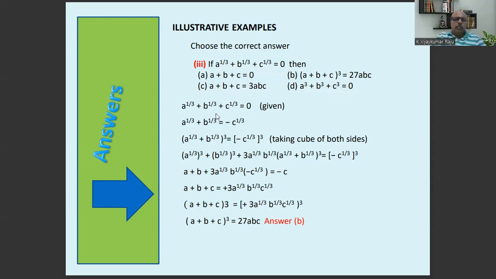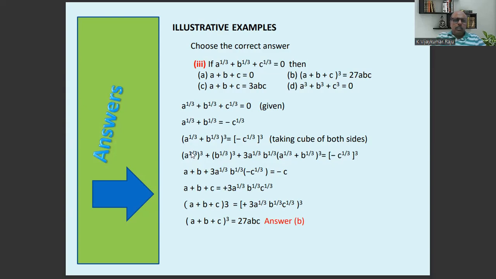Now let us take this c term to this side. It becomes a raised to 1 by 3 plus b raised to 1 by 3 is equal to minus c raised to 1 by 3. Take the cube of both the sides. Taking cube of both sides, a raised to 1 by 3 plus b raised to 1 by 3, whole raised to 3, is equal to minus c raised to 1 by 3, raised to 3. Using the a plus b whole cube identity, we get a cube plus b cube plus 3 a b into a plus b is equal to minus c raised to 1 by 3 raised to 3.